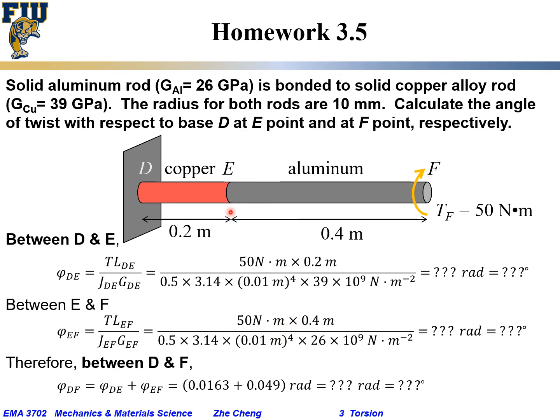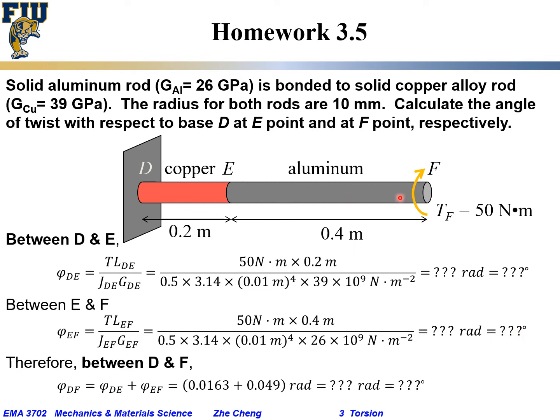L from E to F is 0.4 meter. J is half pi times the same radius, 0.01 meter or 10 millimeter, to the power of 4, times G for aluminum, which we said is 26 times 10 to the power of 9 Pascal or Newton per meter square. So meter square in the numerator, meter to the power 4 and meter to the power minus 2 cancel, and Newton cancels, and then you get the number in radian or degree.